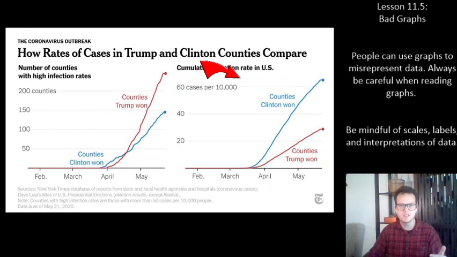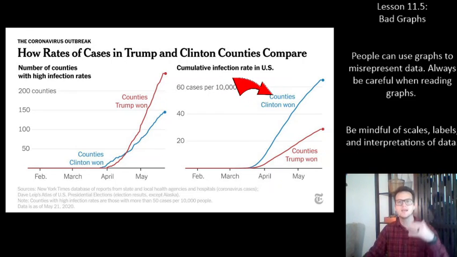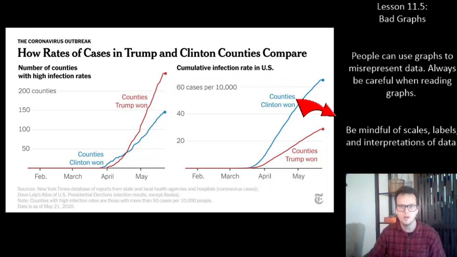60 cases per 10,000. So in here, now it's saying that there's more people in counties that voted for Clinton that have COVID. In fact, by quite a large margin. Not quite 3 times as much, but at least double. And that seems bad. So it really depends on what side you're on, which graph you pick here, right? So it's nice to see them both together at least.